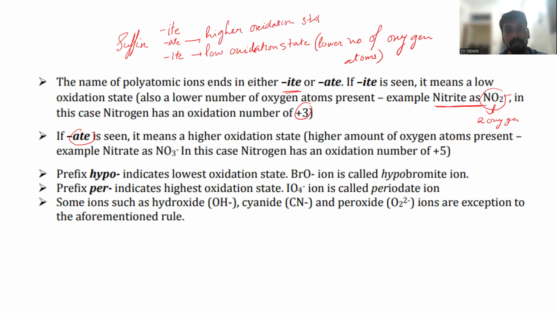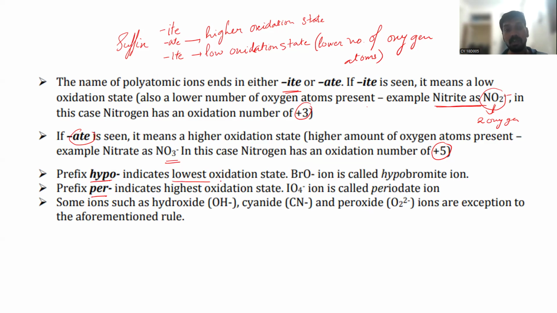You can see the nitrogen here is in the +5 oxidation state, whereas there are 3 oxygen atoms. In the case of nitrite, it was 2 oxygen atoms. Similarly, there are also prefixes we can use, hypo and per, like the hypobromite ion.